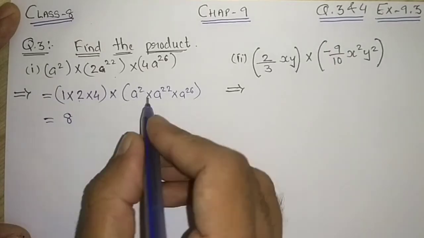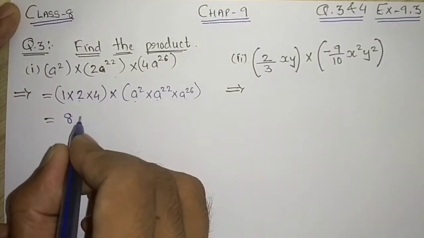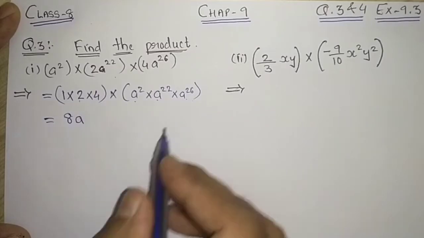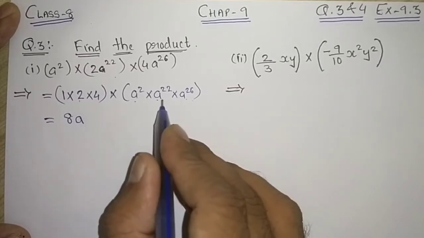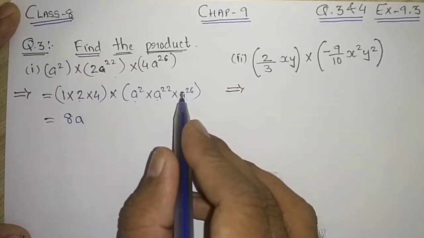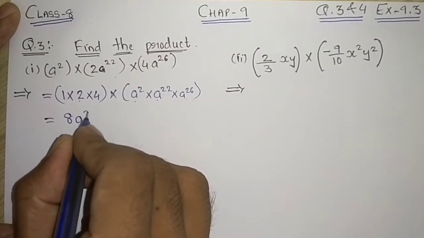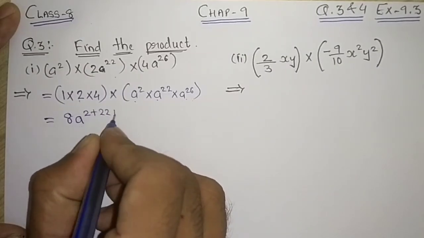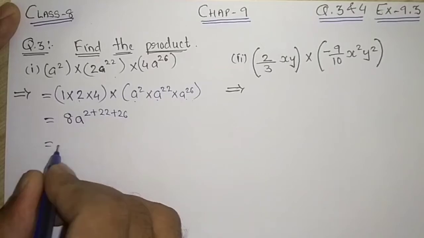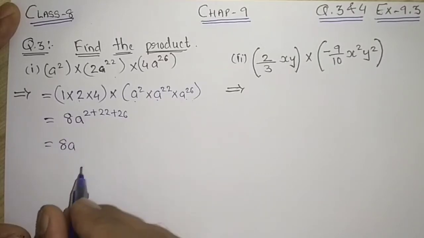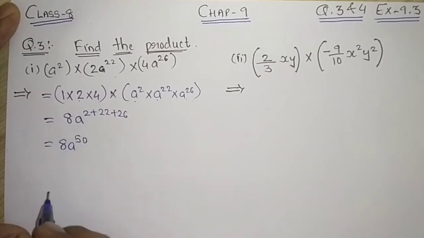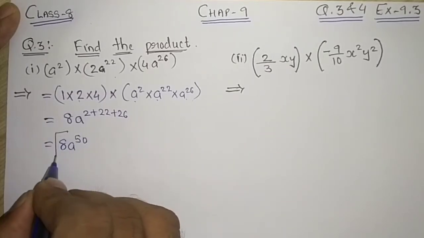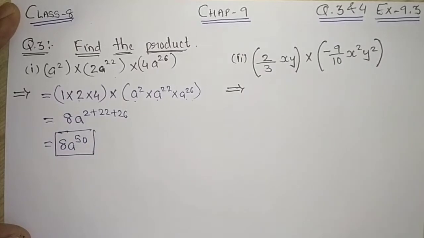Now since the bases are same, we have seen in the laws of exponents that if bases are same, you will add the powers, that is a raised to power 2 plus 22 plus 26. So we will get 8 a raised to power 48 plus 2, that is 8 a raised to power 50. This is our answer.